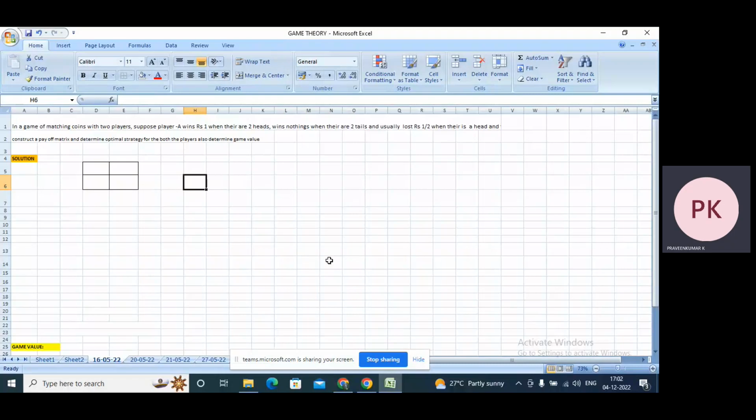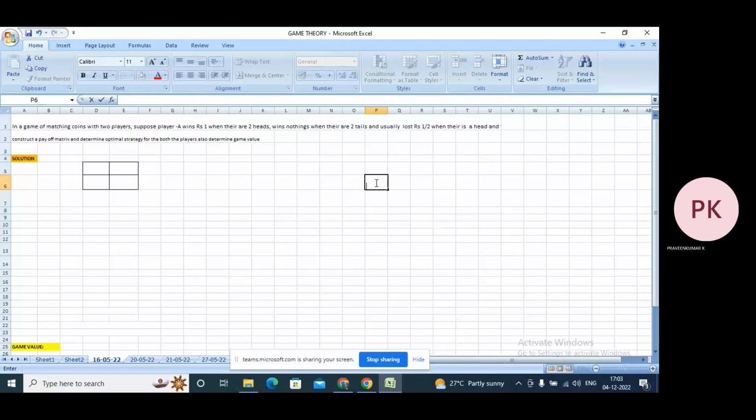So before explaining this problem, let us see what is mixed strategy problem. In case of mixed strategy problem, we don't have a saddle point. If you do not find a saddle point, those problems are known as mixed strategy problems. Let us take this problem.